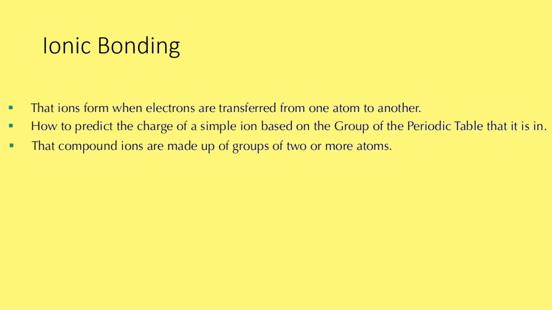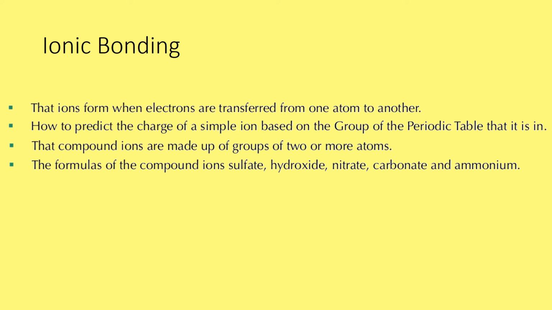Next, we'll have a look at compound ions. You might know those as molecular ions. We need to know that they are made up of groups of two or more atoms that have a charge. Then we're going to have a look at the formulas of various compound ions, and we're going to memorize those.